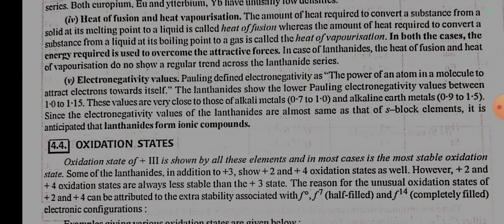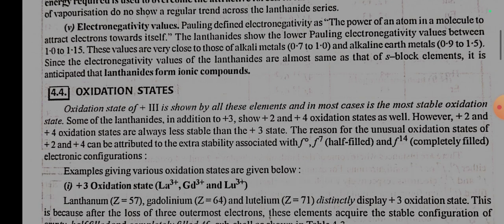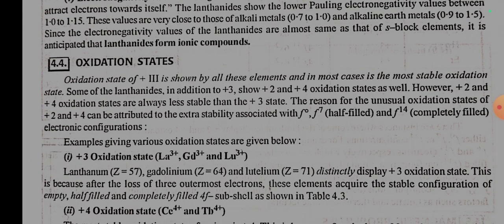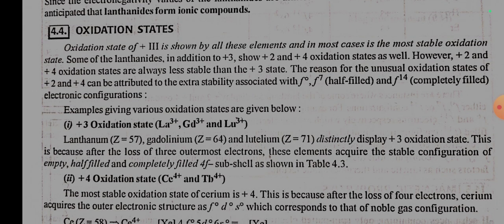Number 5. Electronegativity value. Pauling defined electronegativity as the power of an atom in a molecule to attract electrons toward itself. The lanthanides show low Pauling electronegativity values between 1 to 1.15. These values are very close to those of alkali metals and alkaline earth metals. Since the electronegativity values of lanthanides are almost the same as that of s-block elements, it is anticipated that lanthanides form ionic compounds.